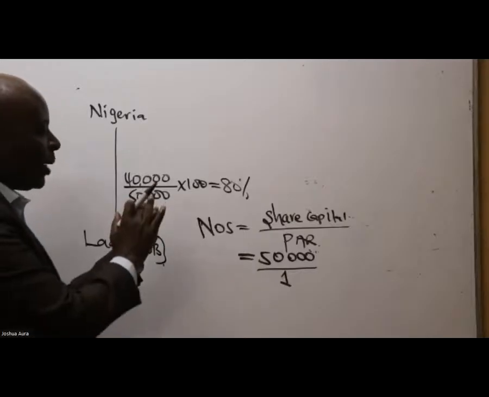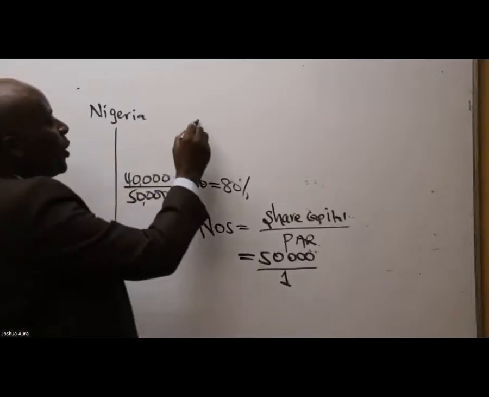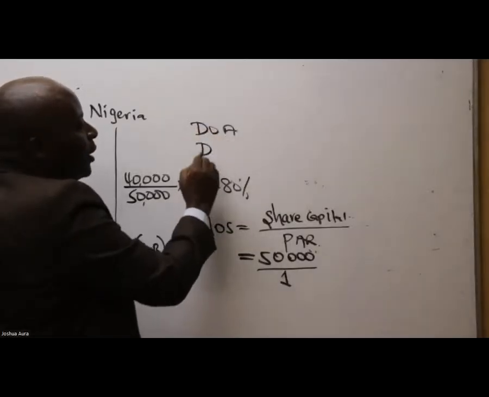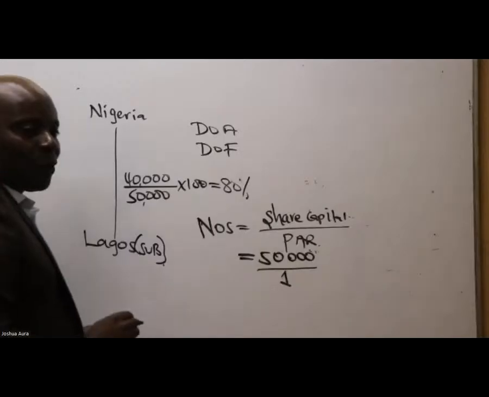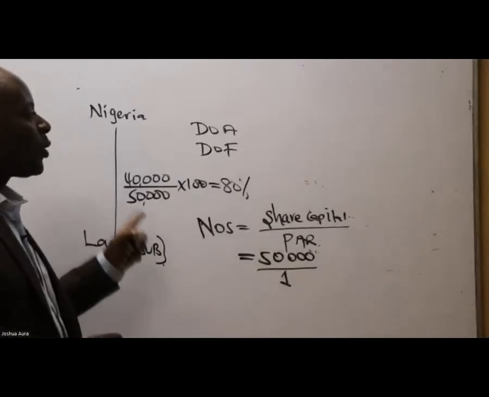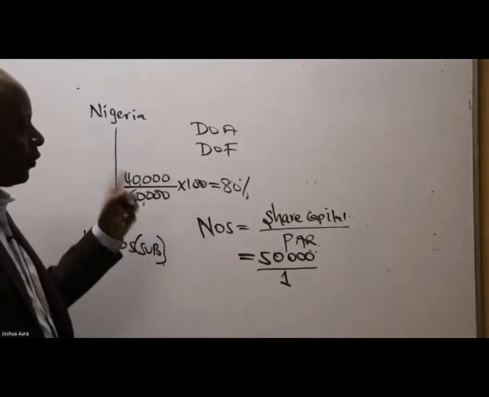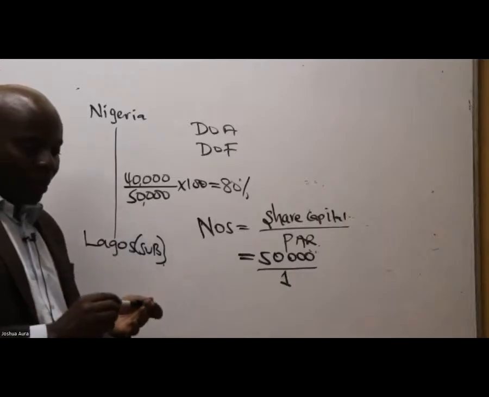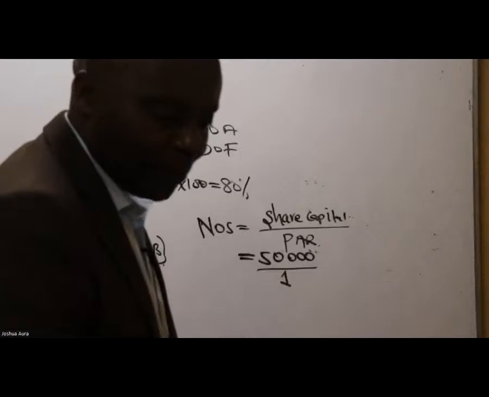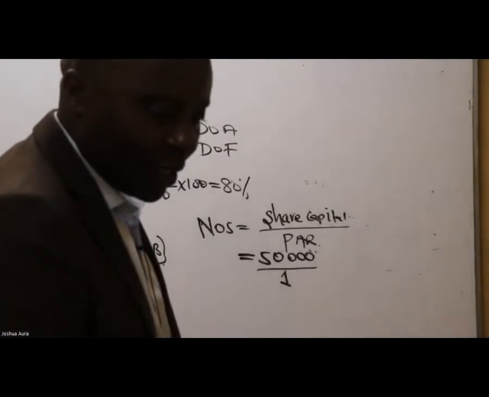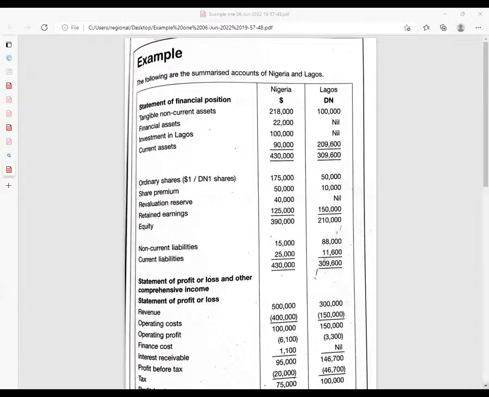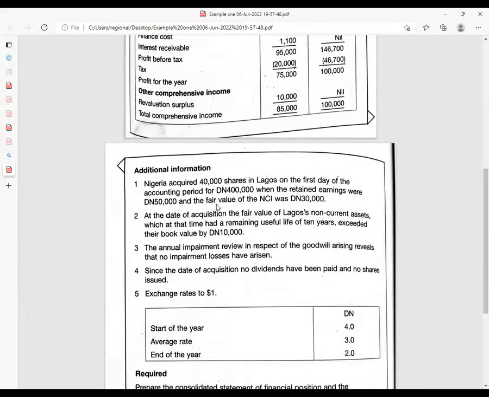So I would want to count the number of months. For me to count the number of months, I would be interested in knowing the date when we acquired the subsidiary, the date of acquisition, and the date of the financial statements. The date of acquisition for sure has been given here. We are told Nigeria acquired 40,000 shares in Lagos on the first day of the accounting period. Oh, beginning of the year, right?